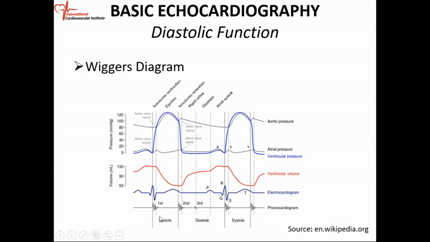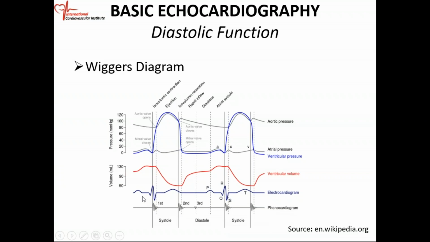You can see that in a normal heartbeat, normal heart rate, systole is a shorter period than diastole. So with a normal heart rate, the diastolic period or interval is greater than the systolic interval. The faster the heart rate, however, diastole becomes shorter and shorter and shorter. Okay, so you have to appreciate that.